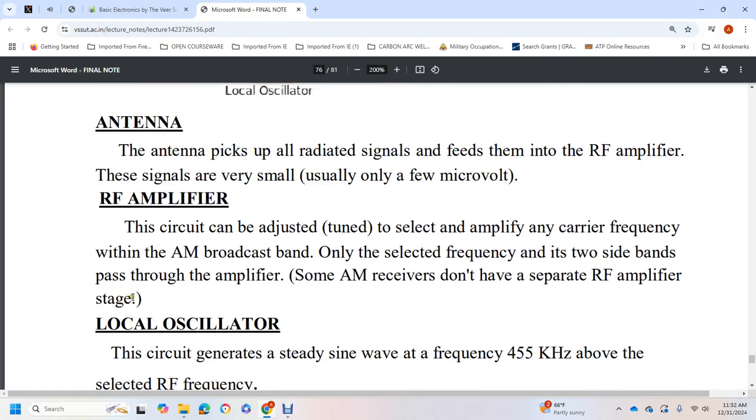The radio frequency amplifier circuit may be adjusted to tune and select the carrier frequency of the AM broadcast, passing only the selected frequency in the broadcast band. The sidebands pass to the amplifier. Some AM receivers do not require a radio frequency amplifier stage.